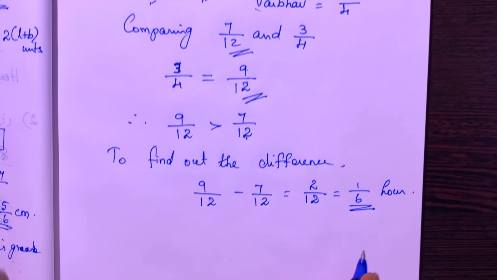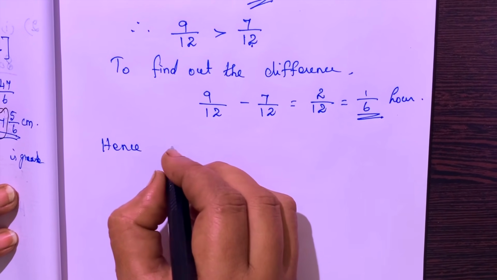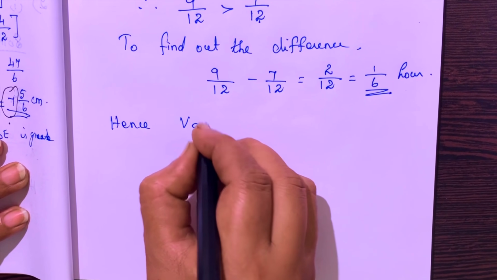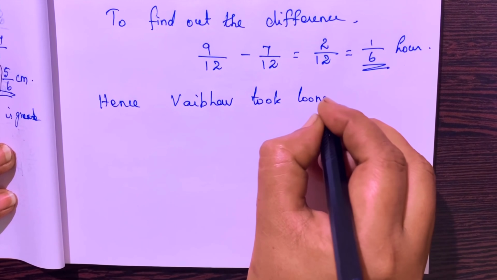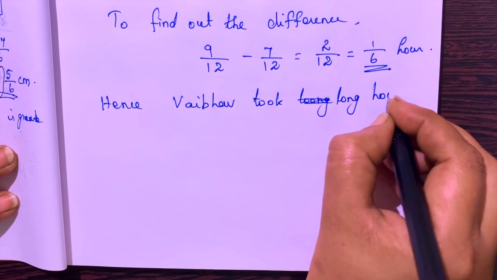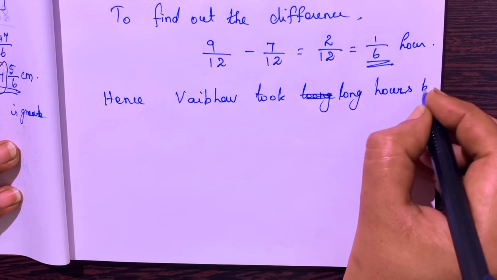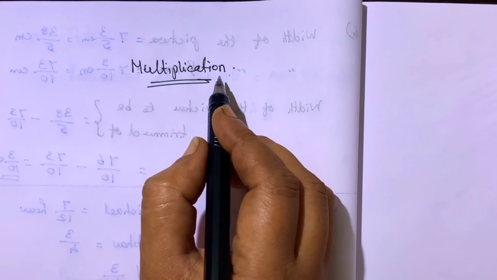So you have to write the answer as, hence, Vaibhav took as long by 1 by 6. Now multiplication.